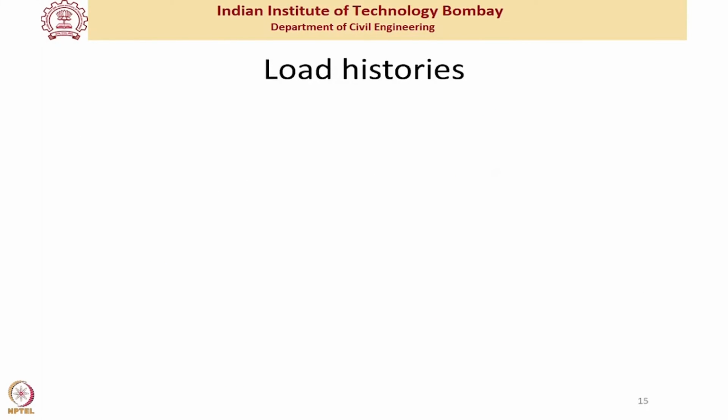All right, now let us look at how we obtain this load history. What I'm going to do is present in front of you typical load histories that a structure or a system might encounter in real life. So the first one is a harmonic loading, which might be a sinusoidal or cosine loading.